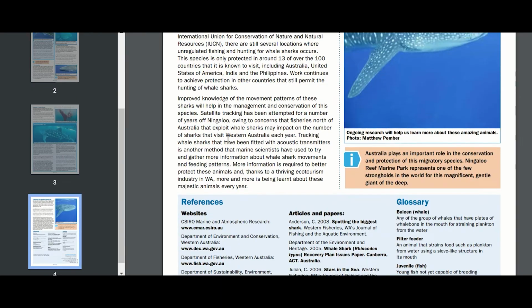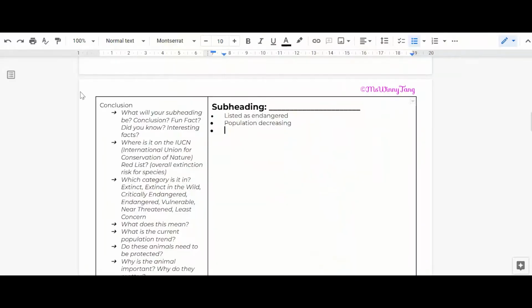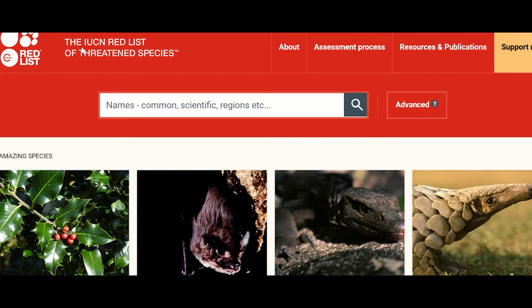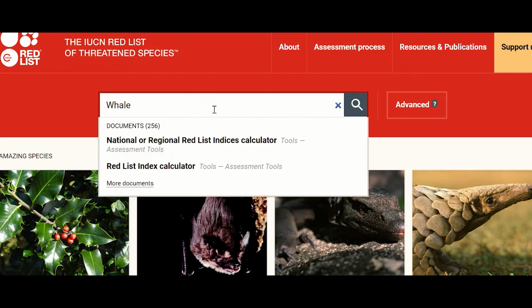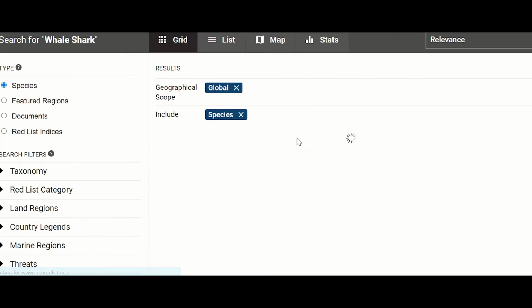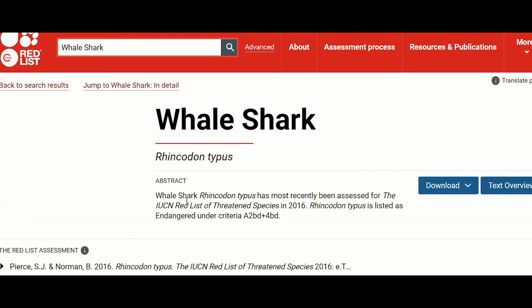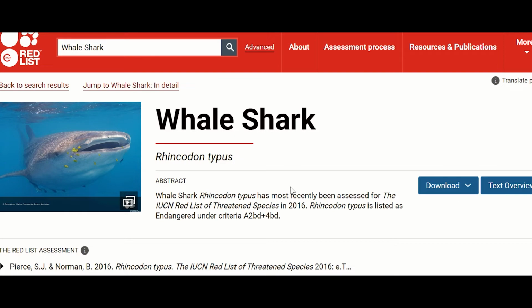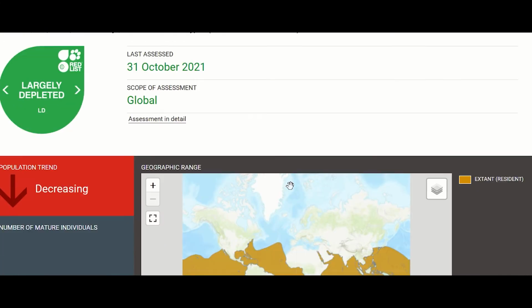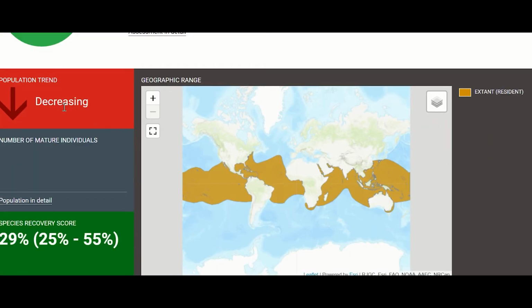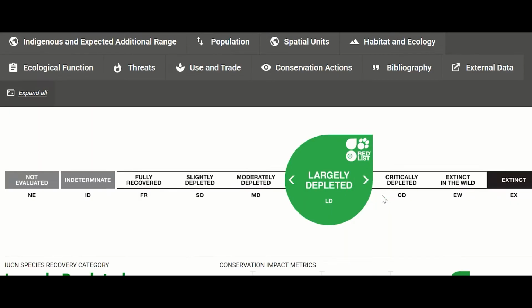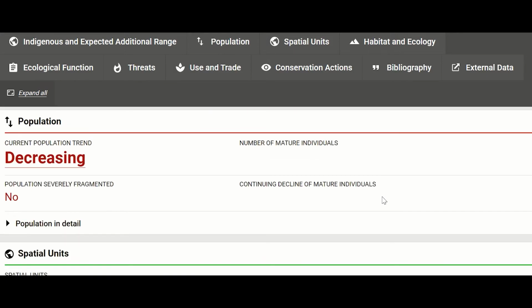Now what you can also do is go and have a look at this website here. So this is what it looks like, the IUCN Red List of Threatened Species, and you can actually type in your animal. And you will be able to have a look at the information that they've got here. So you can see population decreasing, you can see where they live, and then it's got some more information on it as well. So that's another source.